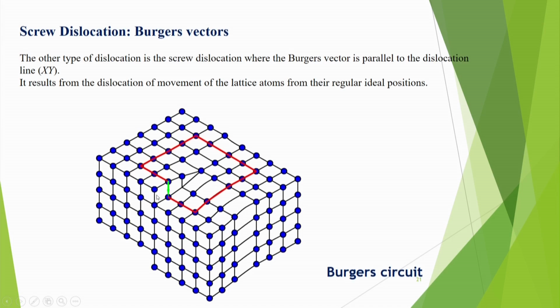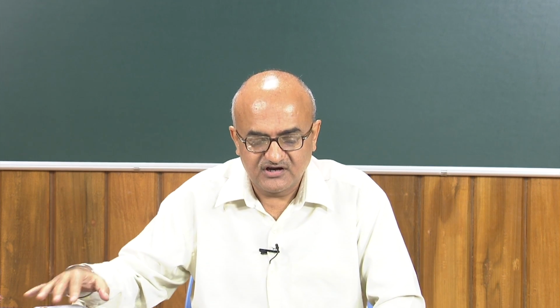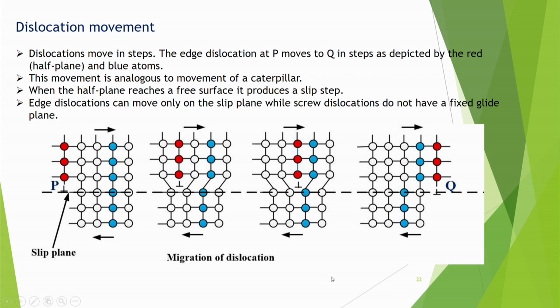So you are seeing that here it has moved a little bit more and here it has moved a bit less. That means the atomic distance movement is less. So you are getting the screw dislocation. Now, dislocation movement actually causes the plastic deformation.